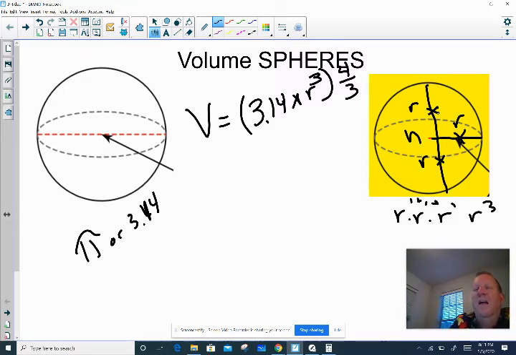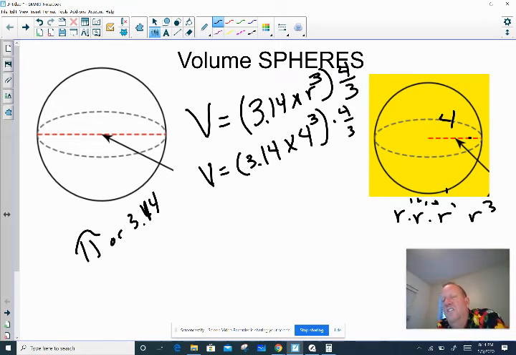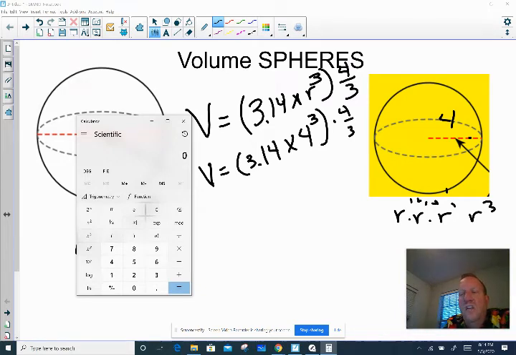Okay, so how do we use this? Well, let's give ourselves a radius. Let's call our radius 4. Okay, so now all we're going to do is plug it into our calculator. Volume equals 3.14 times 4 to the 3rd times 4 over 3, if your calculator takes fractions, or just times 4 divided by 3 works too. So here we go. We're going to plug this into our calculator and see what it comes up with.